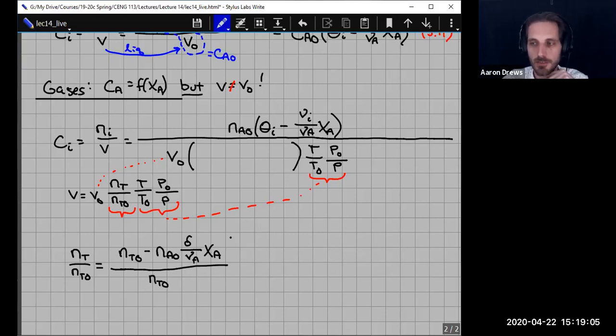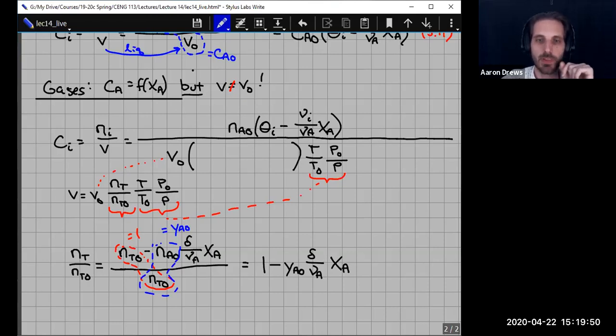And so our N sub T zero goes on the bottom. So N sub T zero over N sub T zero, this one is just equal to one, which is great. This one, N A zero over N T zero, is defined as the inlet mole fraction of A, which previously we have not really needed. It has come up on one of our homework problems, but other than that, we haven't really used it as a problem solving tool a lot. So this ratio ends up being one minus Y A zero times delta divided by the stoichiometric coefficient of A times the conversion of A.